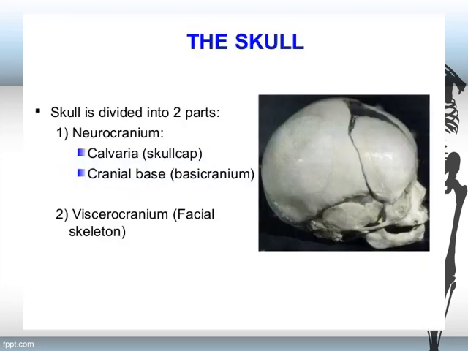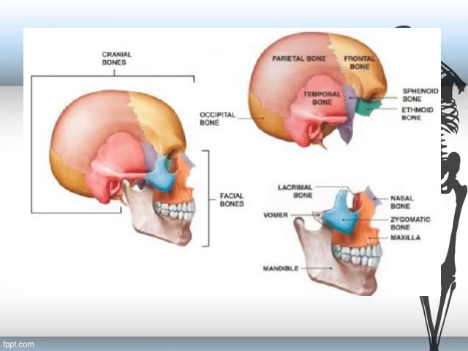So, another picture to introduce you the anatomy of the skull. So, again, it's divided into neurocranium here. Then we have the facial bones here. So, the neurocranium or the cranium is composed of calvaria or the skull cap and the cranial base or the base of the skull or the basicranium. While the facial bones, they are also referred to as the facial skeleton.